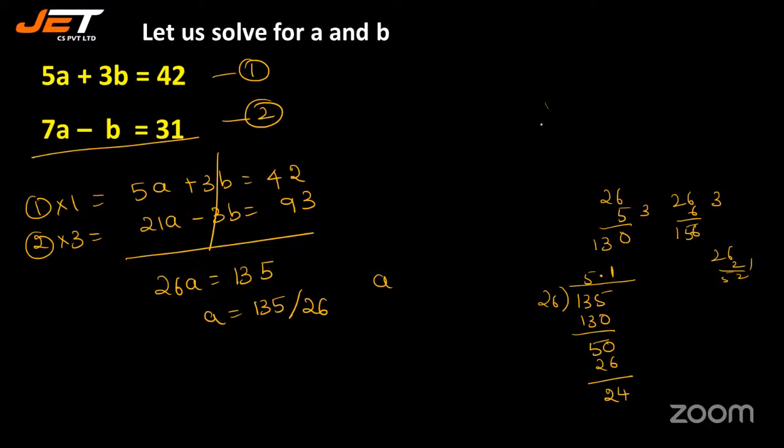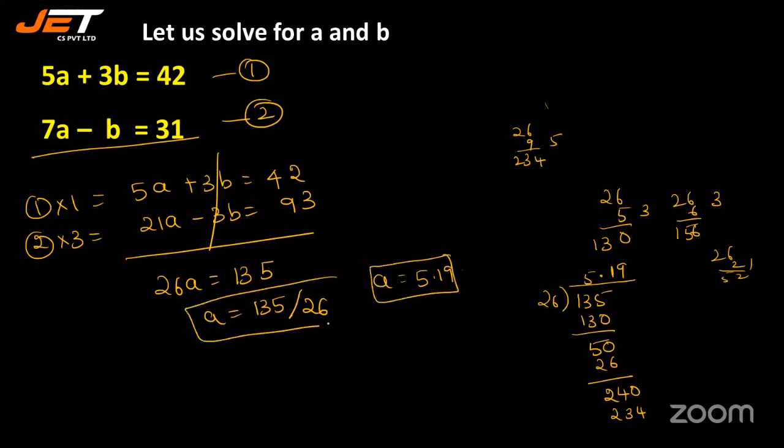So 26 into 10 becomes 260. So 26 into 9. Let's add 1 0. Yes. So 26 into 9 will give 234. Okay. Because 26 into 10 will give us 260. So with this, we can just get the value as, we can keep it either as 5.19, or we can have it as a is 135 by 26. So any way you can do.